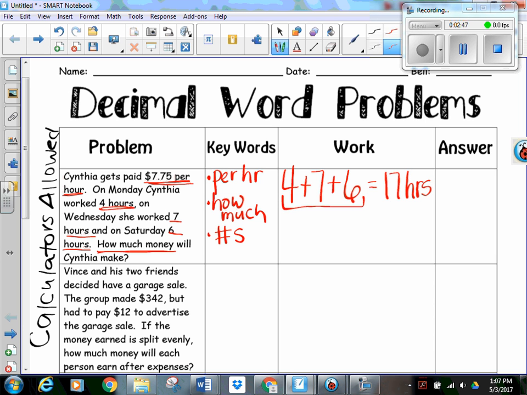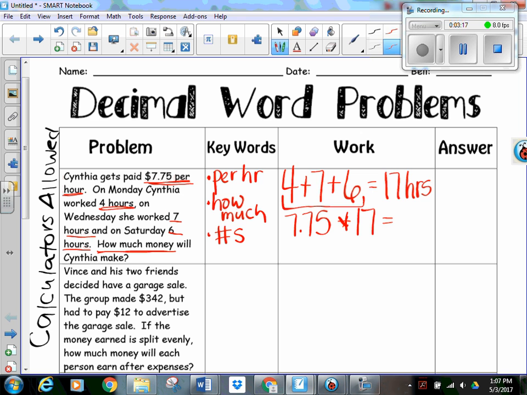Now, if she's making $7.75 per hour, when I hear per hour, I'm thinking of multiplication. So for this, I'm going to take the $7.75 and multiply that times 17 hours, because that's how long she worked for those 3 days. You can use your calculator for that, but again, I do need to see that this is what you're putting into the calculator. I'll give you a moment to do that. You can pause the video if you need to.